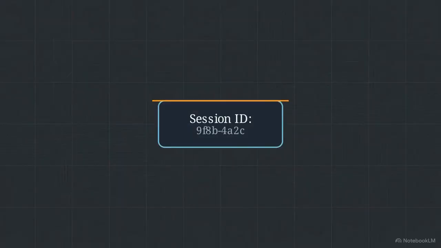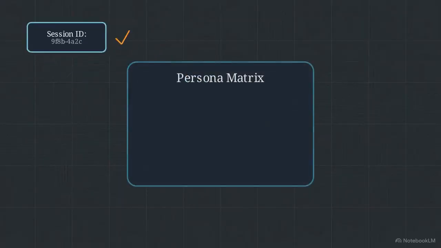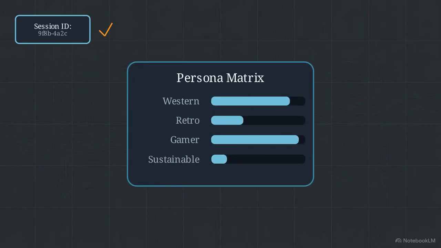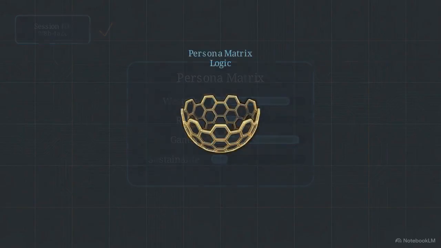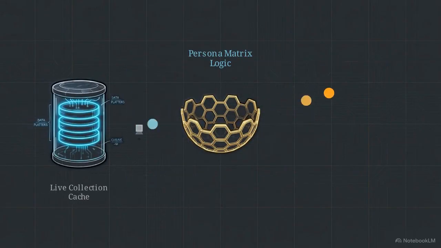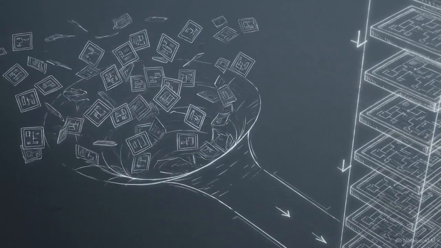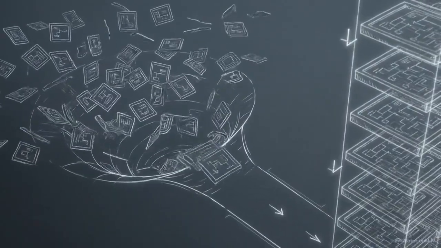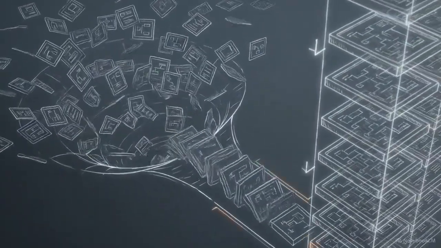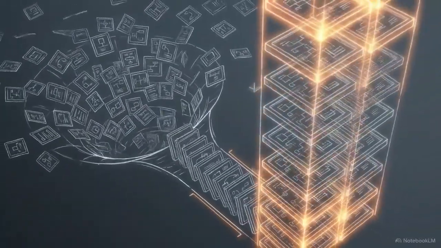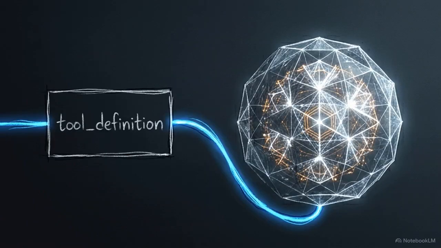The tool begins by validating the visitor's secure session ID. It then retrieves the persona matrix associated with that session ID. The tool filters the live collection cache against the weights of that persona matrix. The final JSON array is re-ranked server-side before being returned. This re-ranked array is delivered back to the user interface for immediate rendering. Custom MCP tools allow developers to encode complex business logic into executable functions for AI agents.